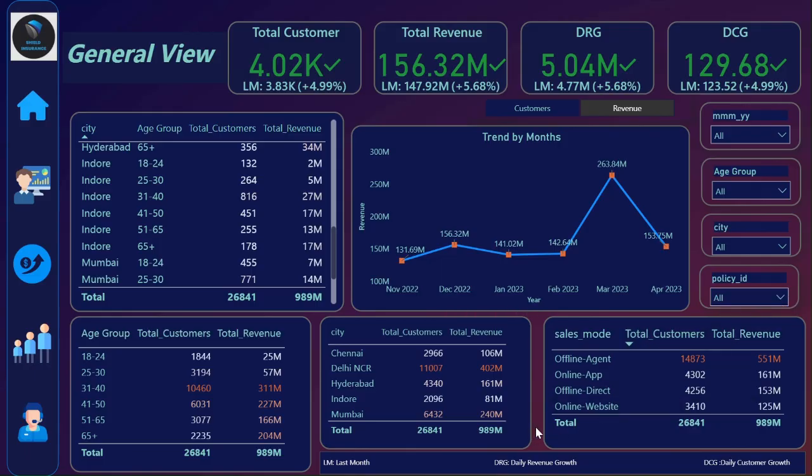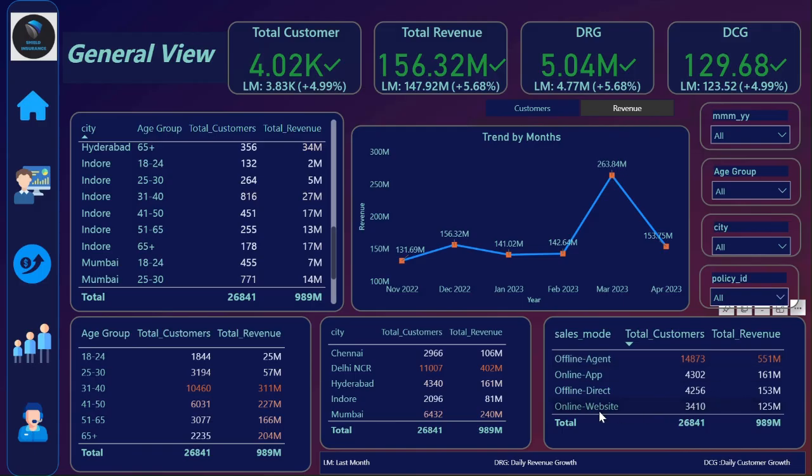If you see in that, we have four modes: offline agents, online apps, offline direct, and online website. Offline agent means that the agent from the company directly interacts with the customer. It's offline. The highest is the offline agent because the customer interacts more person to person. That's why the offline agent has the higher customers and higher revenue.